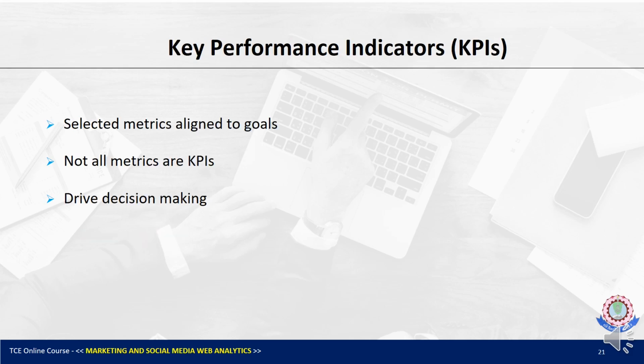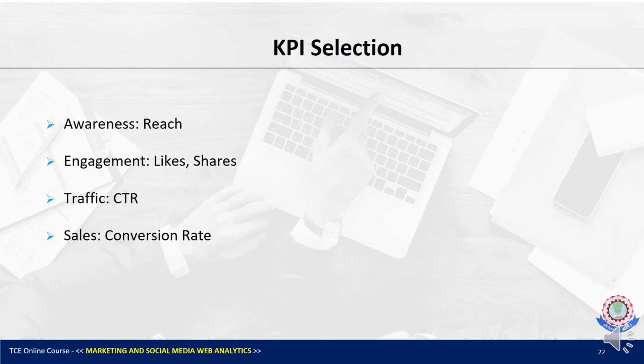Key performance indicators. The key performance indicators are selected metrics aligned with campaign goals. Not all metrics are key performance indicators. Key performance indicators help in decision making and performance evaluation. Choosing the right key performance indicator is more important than tracking many metrics.